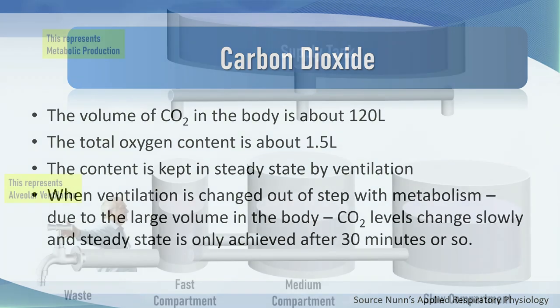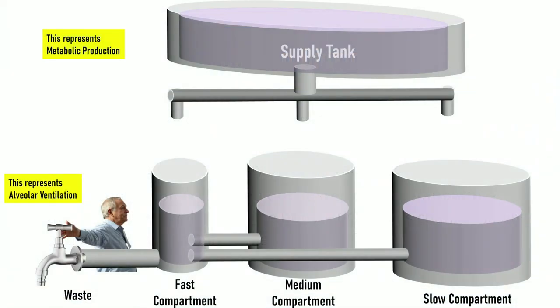Let me illustrate. This is a famous picture that I've modified from Nunn's respiratory physiology textbook looking at CO2 in the body. At the top is a supply tank that represents metabolic production, and there are 3 different compartments. A fast compartment on the left, which is brain, heart, blood, kidneys, a medium compartment, skeletal muscles, and a slow compartment, fat and bone, and each one of these contains carbon dioxide. The medium and slow compartments have progressively longer time constants versus the fast compartment. Their function is to buffer rapid changes in the fast compartment.